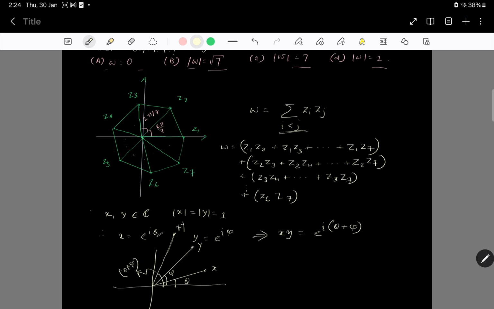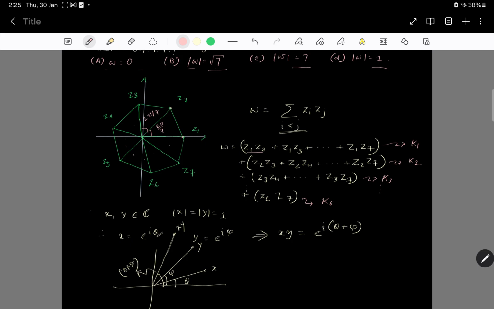So I will be using the same analogy here to figure out this problem. Observe that z1 is just 1. So if we multiply by z2, that is the first term, it will give me simply z2. Okay, I'm doing one thing: I'm writing the first term of w as k1, the second one as k2, the third one as k3, and so on. The last one, since there are 6 terms, is k6.